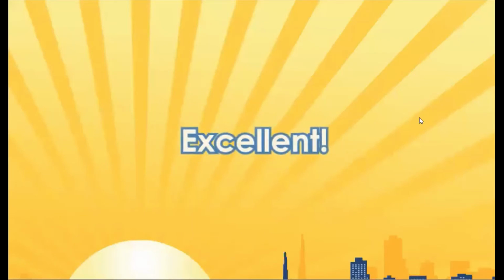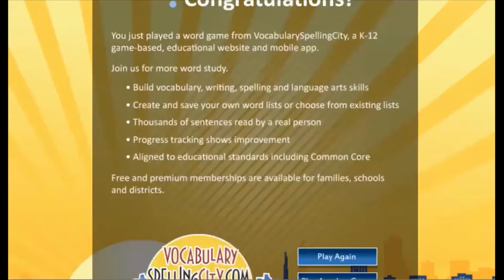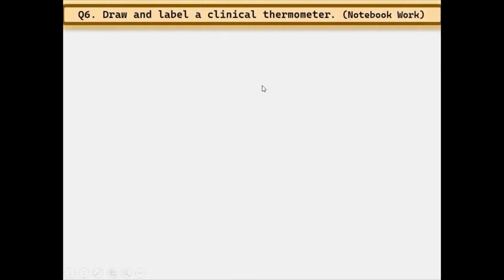Okay. So that's the game that will help you to increase your vocabulary as well and also in learning. Now we move on to unit number 10 again, that is draw and label a clinical thermometer.